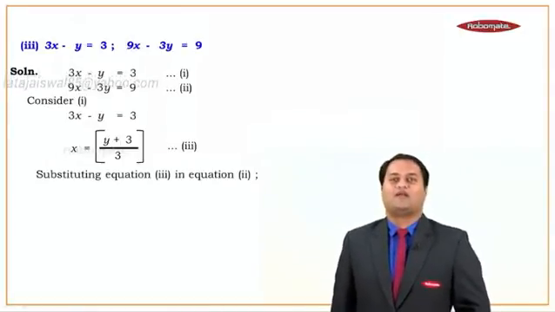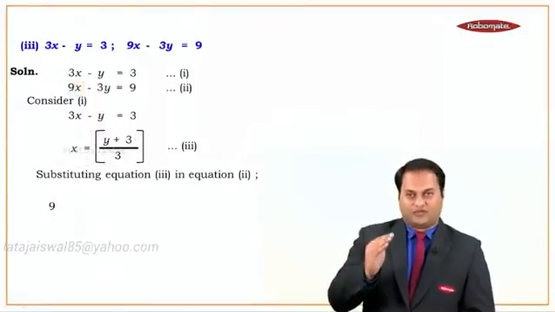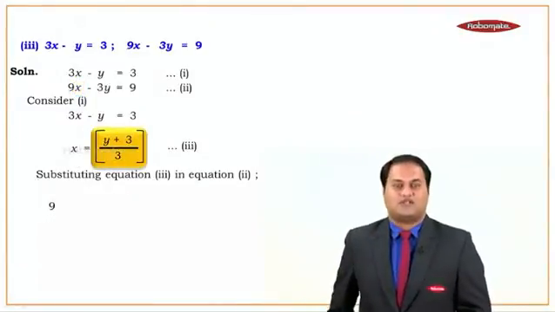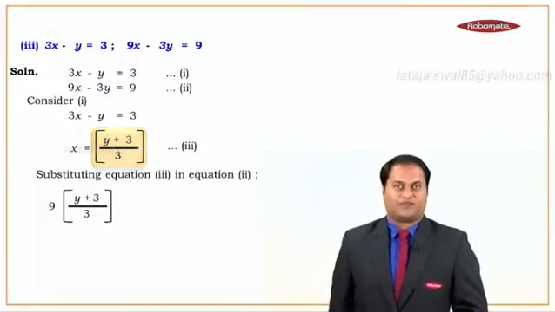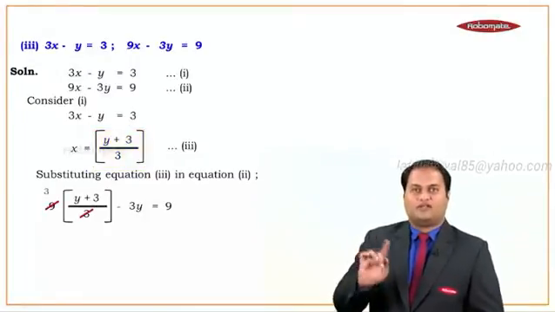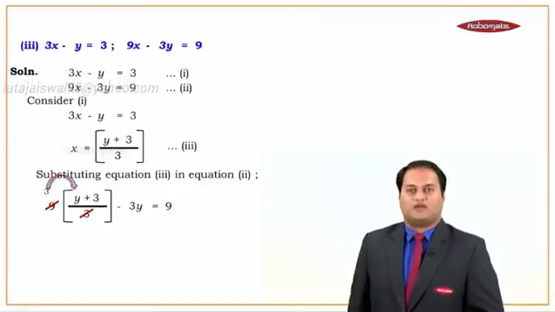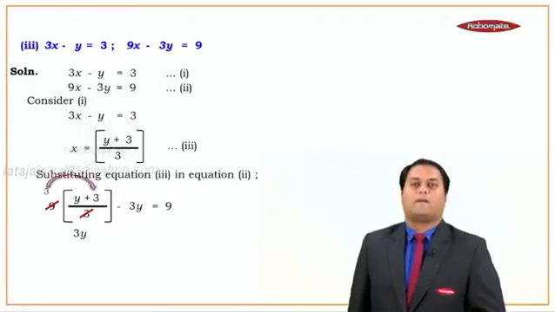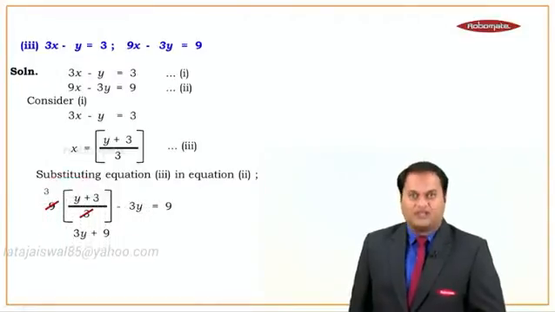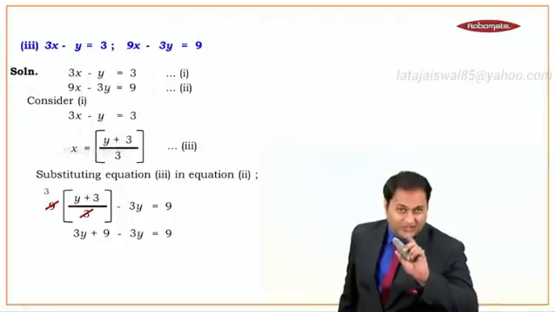What do we get? 9 bracket, in the place of x you will write (y plus 3) upon 3, right? Minus 3y is equal to 9. 3 3s are 9. You can cancel. Now let us open the brackets. 3 into y plus 3 into 3, that's 9, minus 3y is equal to 9. Now something interesting.